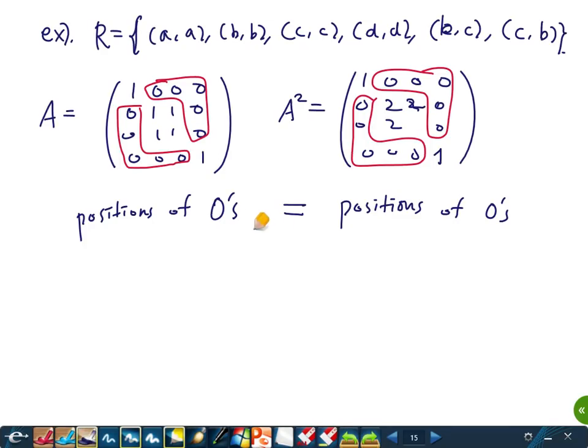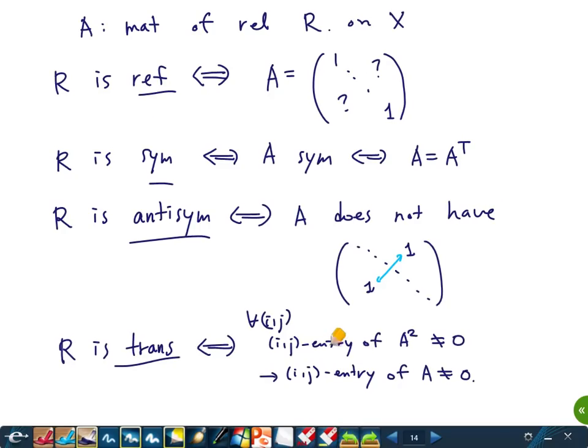By the way, this is not an if and only if condition. This is kind of a special case. All we need is just this: if something is non-zero here, then it is non-zero there. The zeros don't have to be the same.